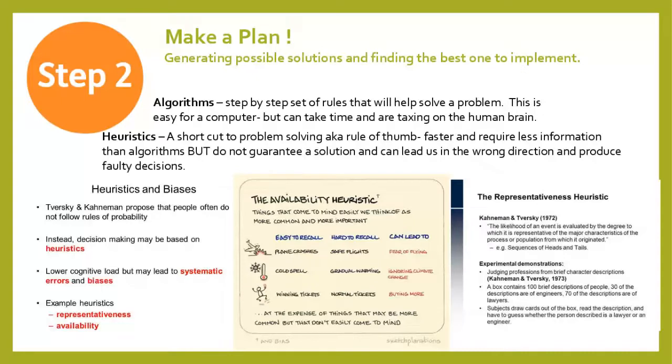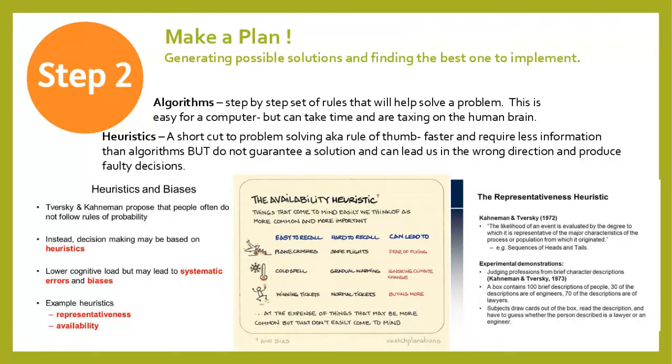The second step is to make a plan. So we've got all of the information we need. The next step is to make a plan. That means generating solutions to the problem and finding the best one to implement. So an algorithm, very straightforward, is a set of step-by-step rules that will help solve a problem. It's easier for a computer to do that, but it takes time and is taxing on the brain. So that's like a maths problem. Simple equation, it's an algorithm, you apply it, problem solved, done.